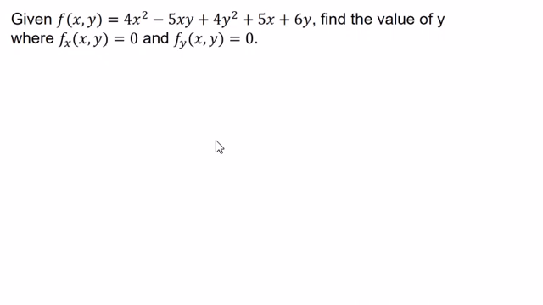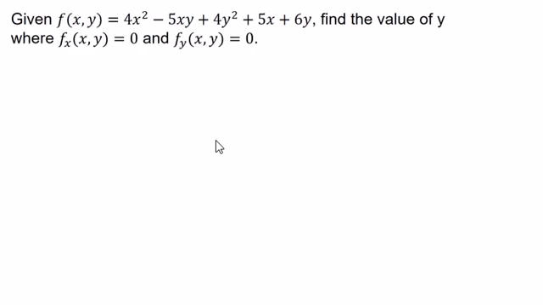The problem says, given f of x comma y equals 4x squared minus 5xy plus 4y squared plus 5x plus 6y, find the value of y where f sub x, x comma y equals 0, and f sub y, x comma y equals 0.